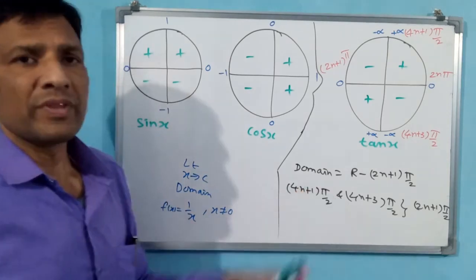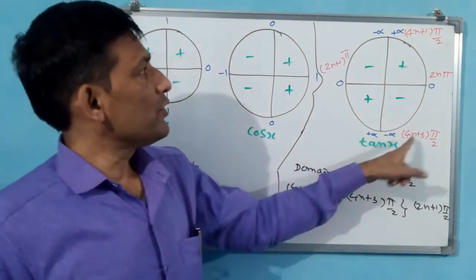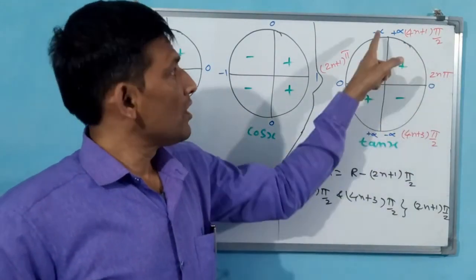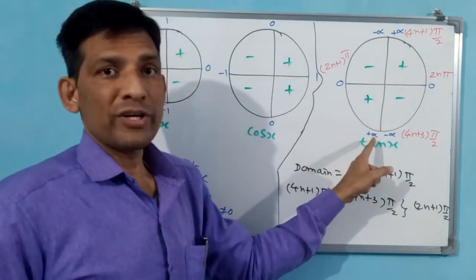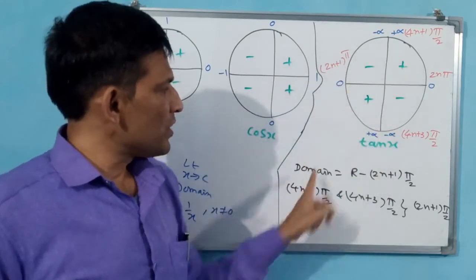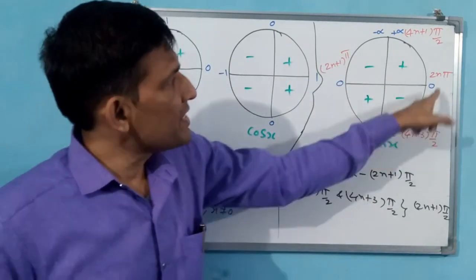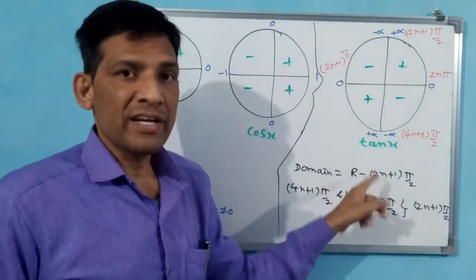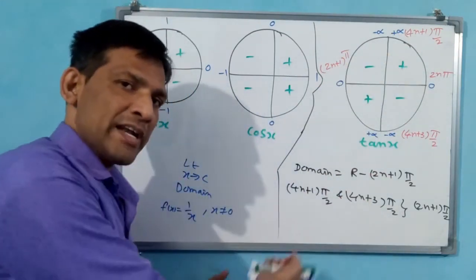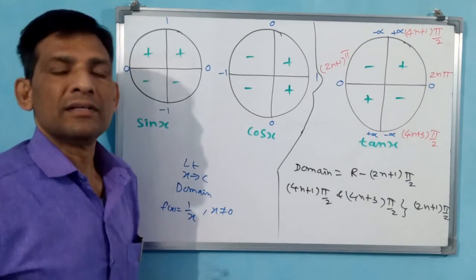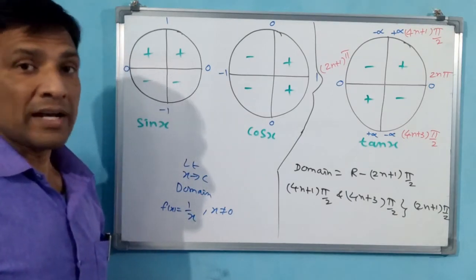Like this only, minus infinity to plus infinity, continuous. But in between these two areas, the function is not defined. That means wherever the defined area is, in the defined area tan x is continuous. That means the tan x function is continuous. Like that you have to analyze.